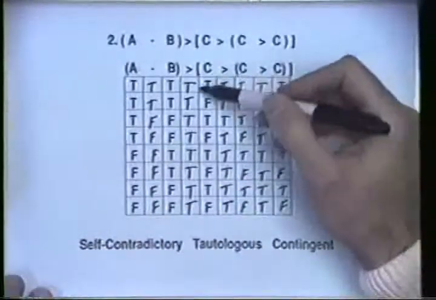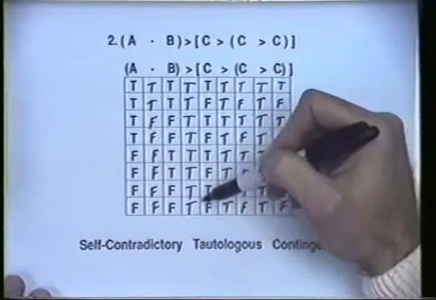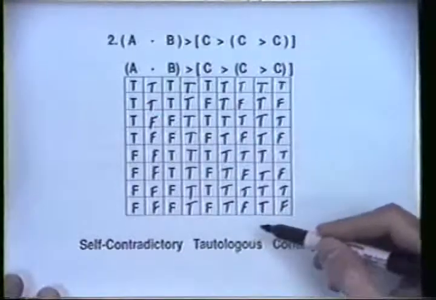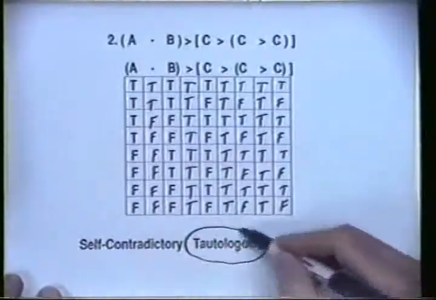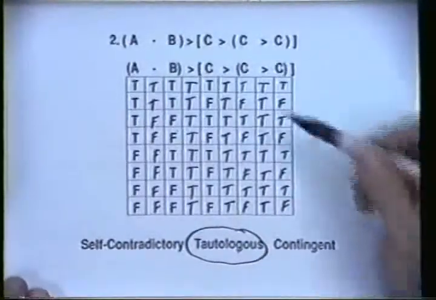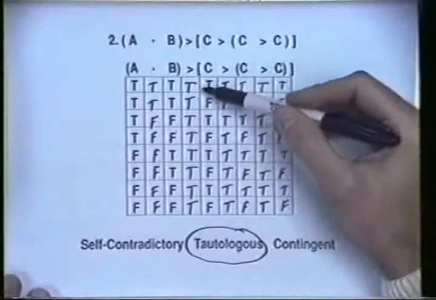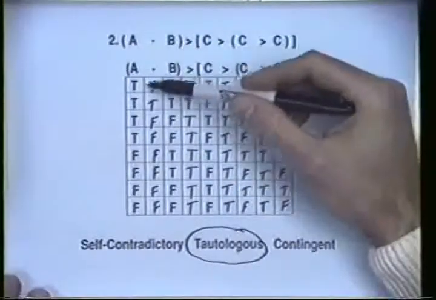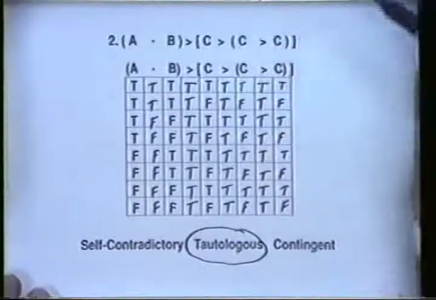Now notice the interesting feature of this column. It's a column of trues. That's the situation under which we have a tautologous sentence. It's a sentence that is true under any interpretation or any assignment of truths or falsehoods to all of the components of the sentence.